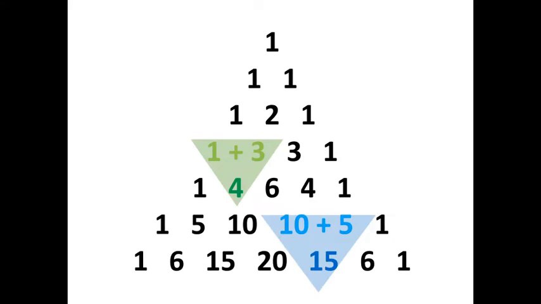If you first of all look at the green triangle, you can see that the 2 numbers above the 4 are 1 and 3. Add them together and you get 4. Look at the blue triangle. The number 15 is at the bottom of the triangle. The 2 numbers above it, 10 and 5, add together to give 15. In fact, if you look at any number in the triangle and find the 2 numbers directly above, you'll see that they add together to give that value.